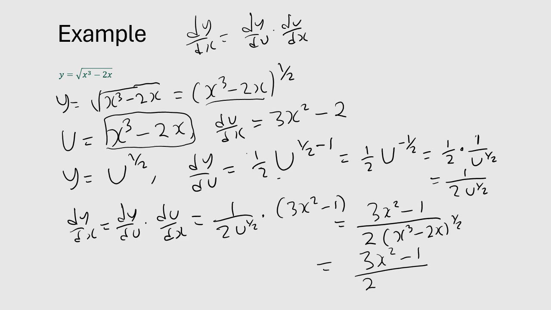This is power half, so I can use the substitution that I used here back again. Power half is the root, so if I use it back again, I will have 2 square root of x cubed minus 2x.